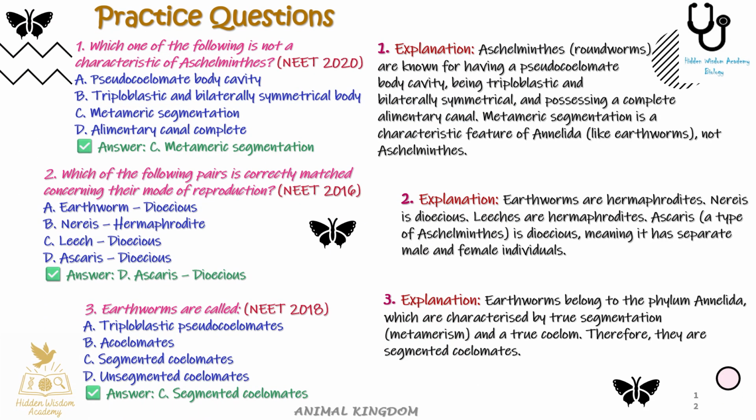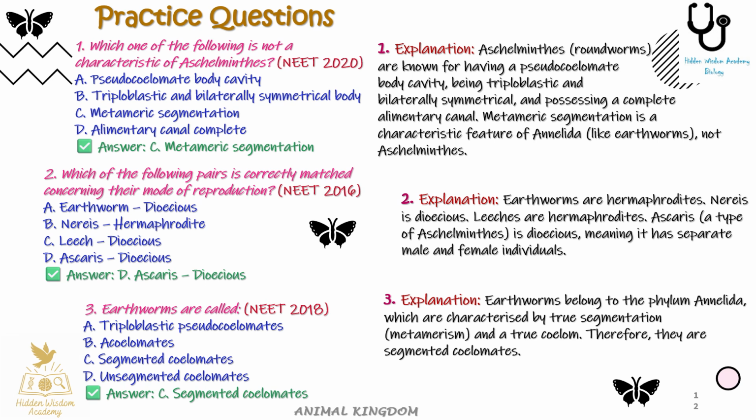Let's practice few questions to test your knowledge. Let's begin with question 1. Which one of the following is not a characteristic of Aschelminthes? From NEET 2020. Option A, pseudocoelomate body cavity. Option B, triploblastic and bilaterally symmetrical body. Option C, metameric segmentation. Option D, alimentary canal complete.